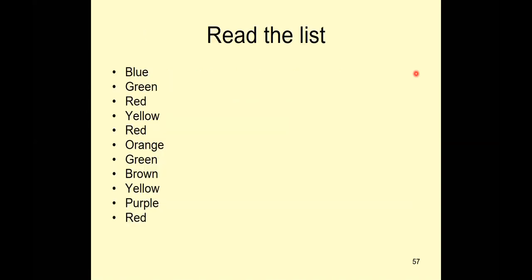Ready, go. Blue, green, red, yellow, red, orange, green, brown, yellow, purple, red. Did you win? Yeah, you probably did. I'm not a very fast talker. There's certain limits to it. But that was pretty easy, right? I mean, that's not hard if you can read.